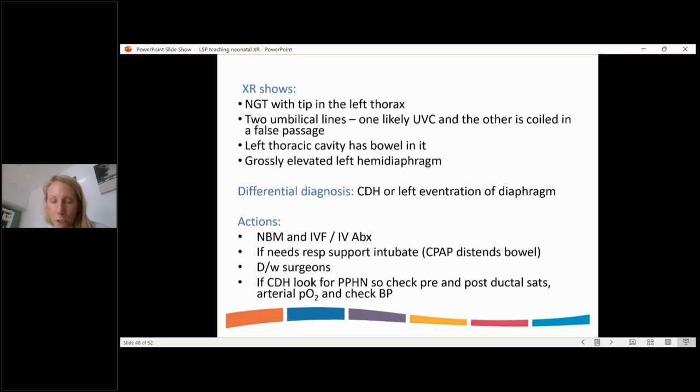In this case, the baby was already intubated, but if you'd done this x-ray before intubating, you'd want to avoid CPAP because it distends the bowel, and you'd want to discuss with the surgeons about whether it is a simple eventration or whether we think it's congenital diaphragmatic hernia. Where I work, this baby would be transferred over to the surgeons, and if we're thinking about congenital diaphragmatic hernia, we need to make sure we're on top of looking for the associated problems, particularly PPHN, so persistent pulmonary hypertension. So we need to make sure we're checking pre and postductal saturations, looking at the arterial oxygenation if we get a UAC in, and making sure we've got an adequate systemic blood pressure.